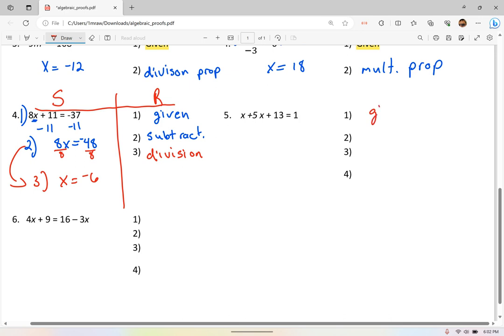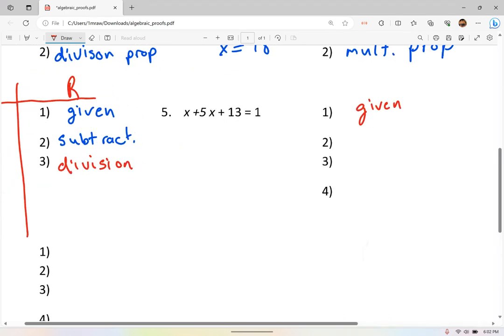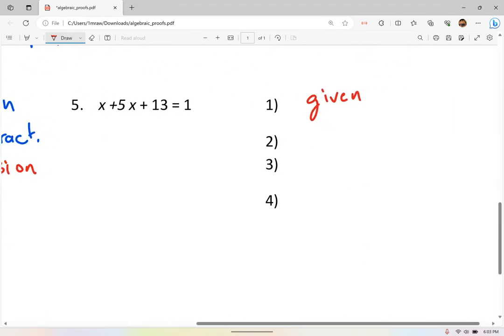Of course, we start off with given, right? So on number 5, we start off with given. Now, what we want to do in this process, right, is you have your x's here, right? And so our next statement is going to be a little different. It's going to be 6x plus 13 equals 1. And that's what we call combining like terms. So that's what I use CLT, combine like terms.